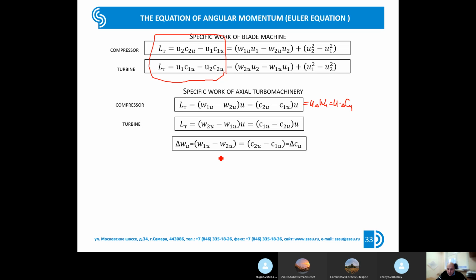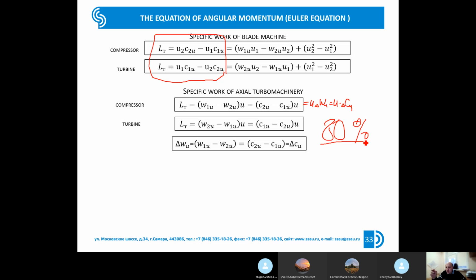So we have received the Euler equation for the turbomachinery. It's a very important equation, a very important formula for the turbomachinery. I think it's the main equation of the turbomachinery. In my opinion, approximately 80% of turbomachinery theory is based on this equation. It's really so. Like stress calculation is based on the Hooke equation, turbomachinery calculation is based on the Euler equation.